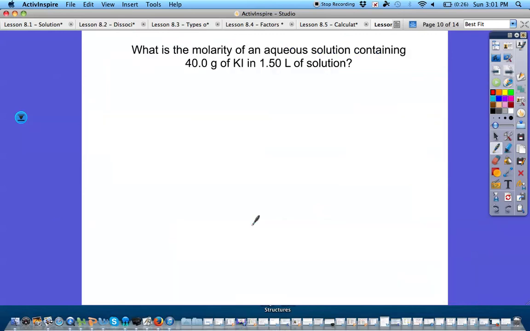Right, and this next problem says, what is the molarity of an aqueous solution containing 40 grams of potassium iodide and 1.50 liters of solution? I'd like you to pause the video and try this one on your own. You're going to need to convert grams to moles, but your volume is already in liters.